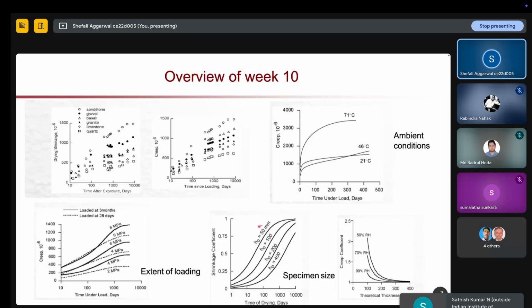In this case, if you see, this is the height of the specimen. If my specimen height is 50 mm, or it is thin, in that case your shrinkage coefficient is very high, that curve is very high, the slope will be very high. And if your specimen is thick enough, in that case your shrinkage coefficient is low.